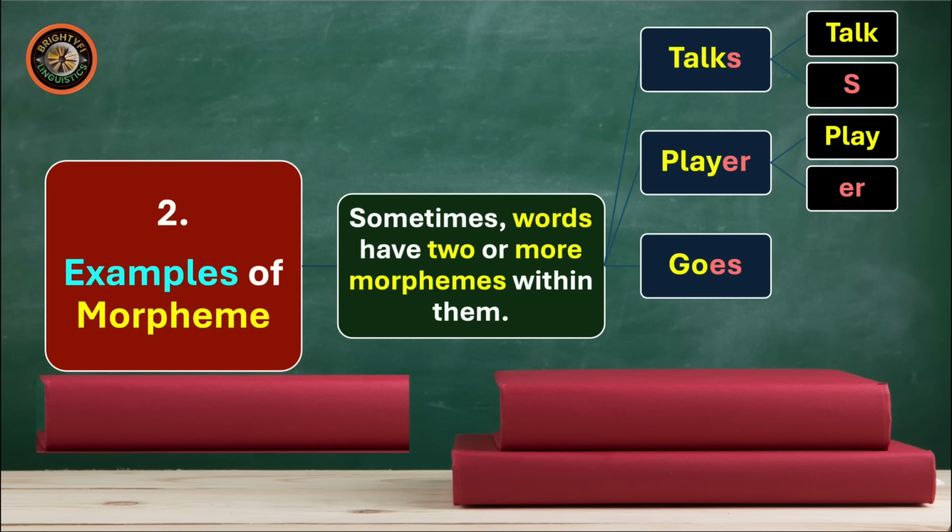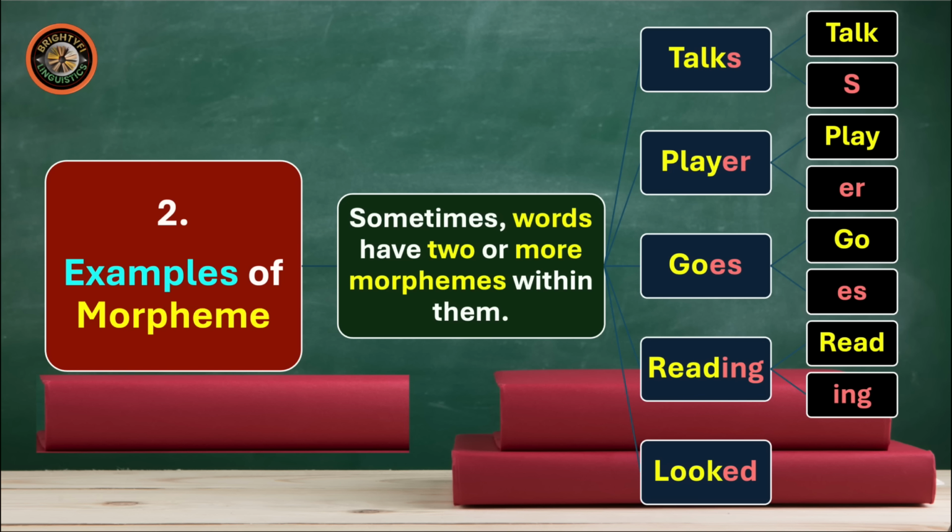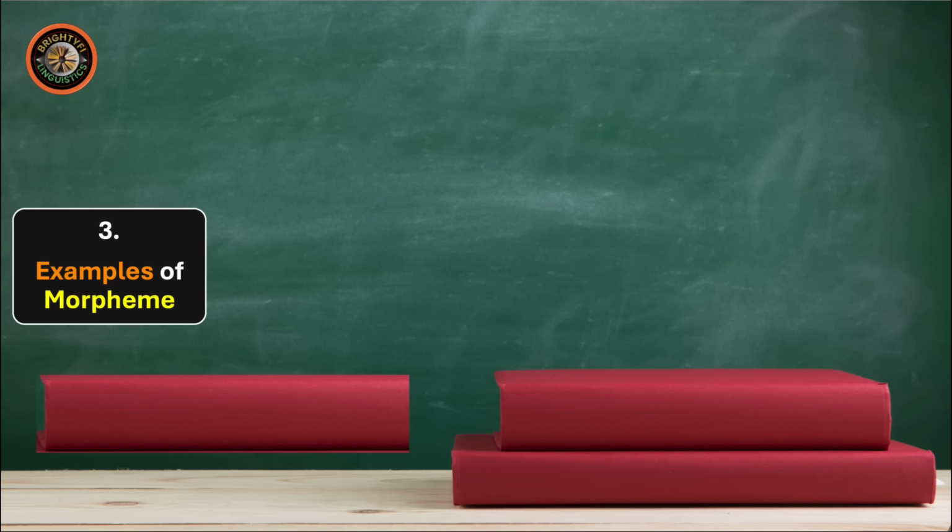Likewise, we have goes. We have the morpheme go and es. The next is reading. We have the morpheme read and ing. Next, looked. We have the morpheme look and then we have another morpheme ed. So the point is that some words have 2 or more morphemes within them.